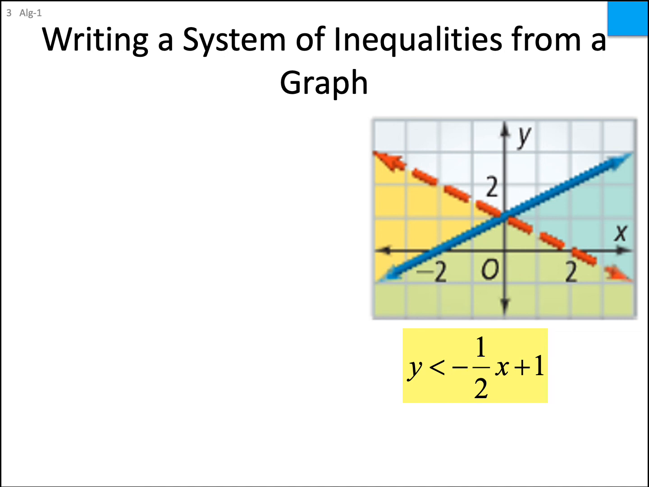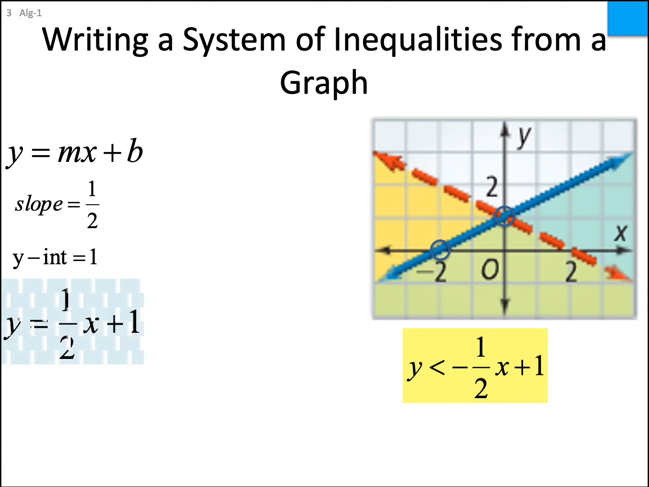All right, gotta do the blue line. The y-intercept is 1 again, and the lattice point, it doesn't matter which one you pick. I picked that one right there. The slope for this one is up 1 over 2, so a positive half. The y-intercept is 1. So we write the equation, y is equal to 1/2 x plus 1.